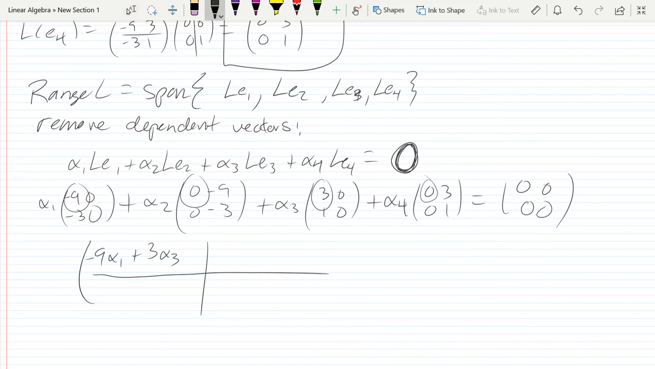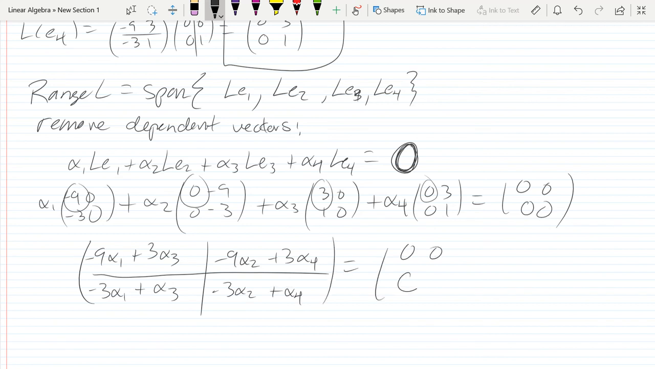So it's no alpha 1s, minus 9 alpha 2s, no alpha 3s, plus 3 alpha 4. Now moving to the bottom left: negative 3 alpha 1 plus 0 alpha 2 plus alpha 3. And then bottom right: 0 minus 3 alpha 2 plus alpha 4, equals 0, 0, 0, 0. So you've got four equations, four unknowns. You should expect 2 free and 2 fixed variables.